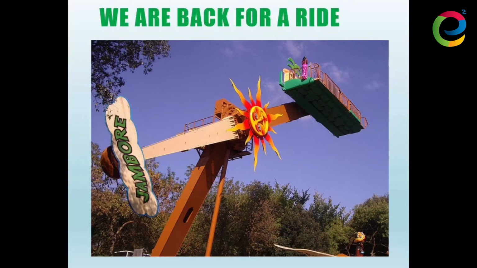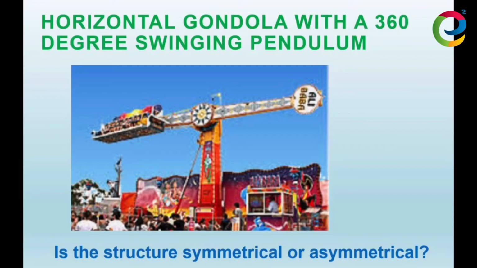Now, moving on to today's lesson. In today's lesson, we are back at the amusement park and we are here to check out a very cool ride. This is called the Alibaba ride. Now, the Alibaba ride is made up of this: a gondola on one side and a 360-degree pendulum swing to create the Alibaba magic carpet floating effect ride.